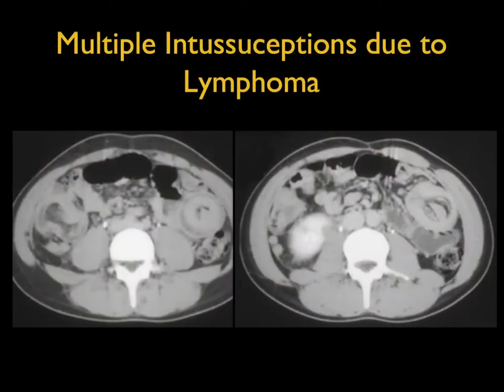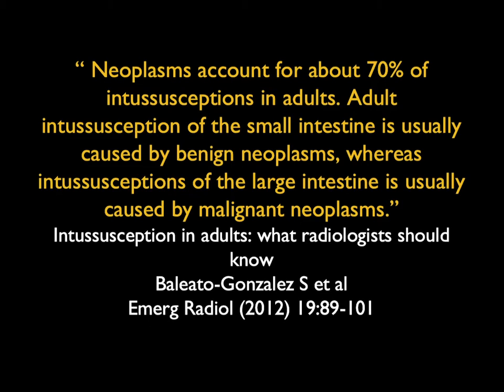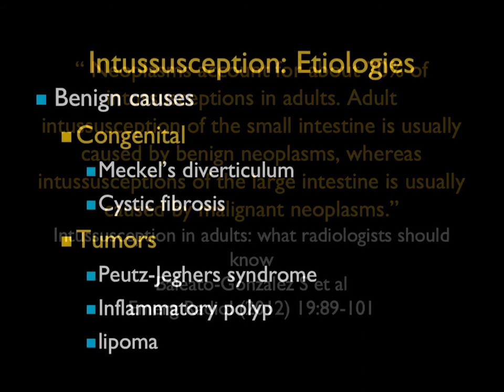Now, lymphoma is also one of the things that can intussuscept. When I see multiple intussusceptions, I'm always thinking lymphoma. You can see it very nicely here. Neoplasms account for about 70% of intussusceptions in adults. Adult intussusception in the small bowel is usually caused by benign neoplasms, but in the large bowel it is usually caused by malignancies.